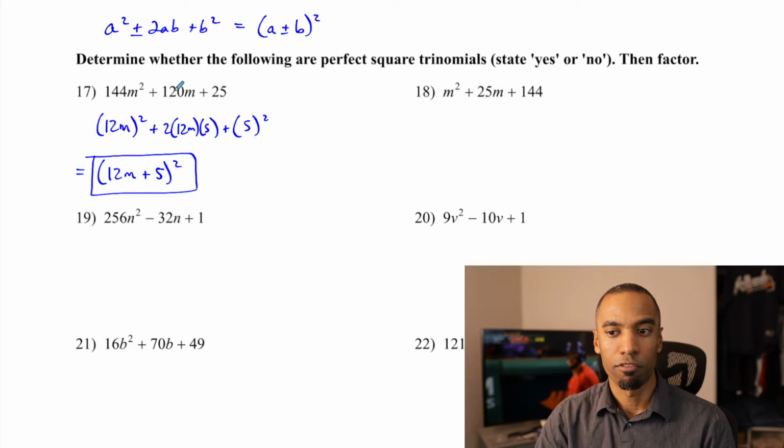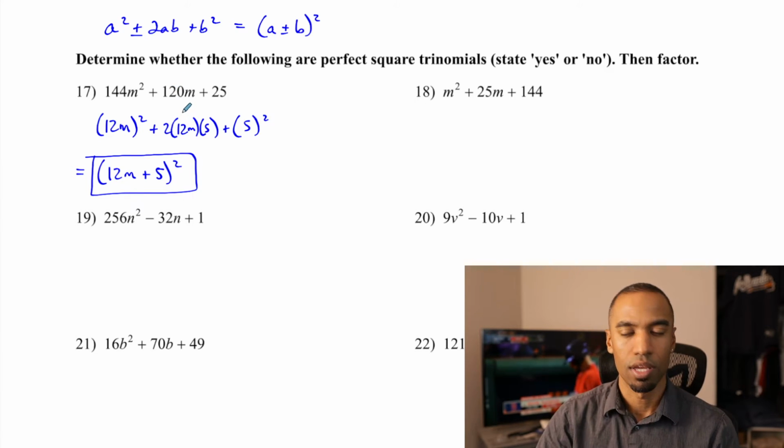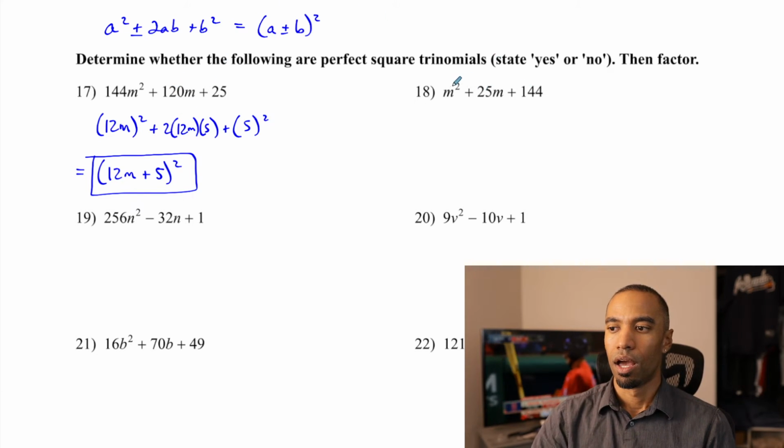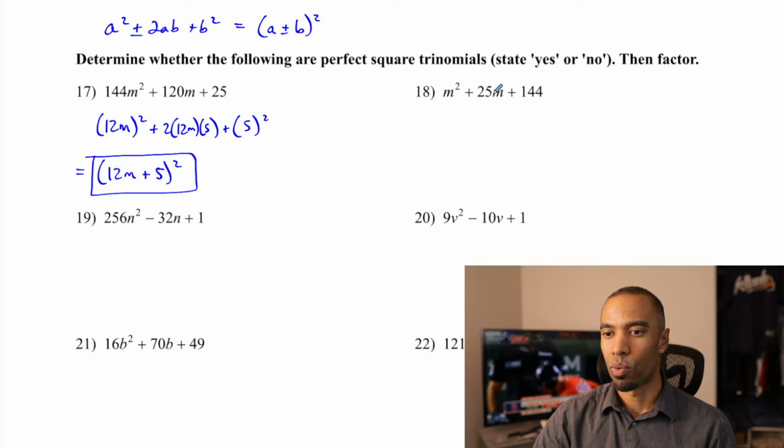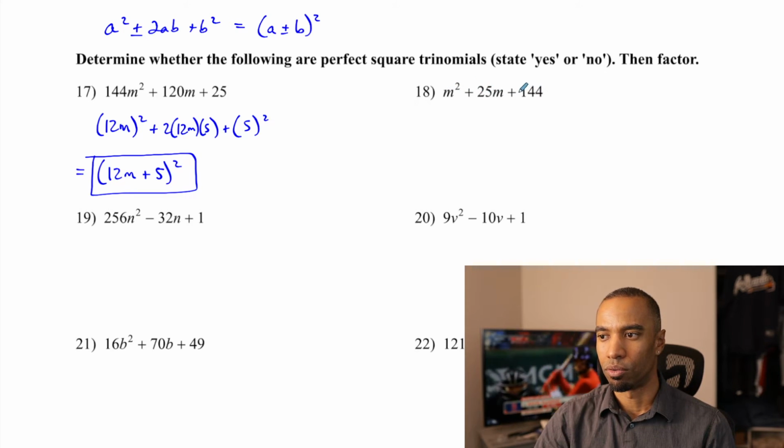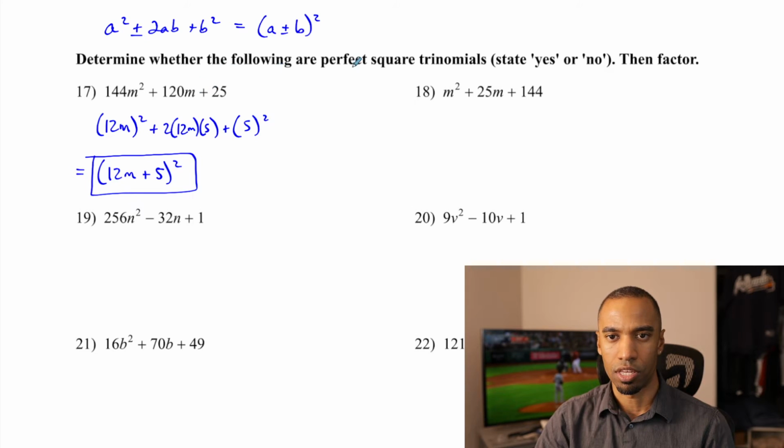And then we confirm that this is double the product of those two things. That's what we're doing on these. All right, this one. m squared plus 25m plus 144. Well, gee, that one actually seems, I guess, easier than this one.